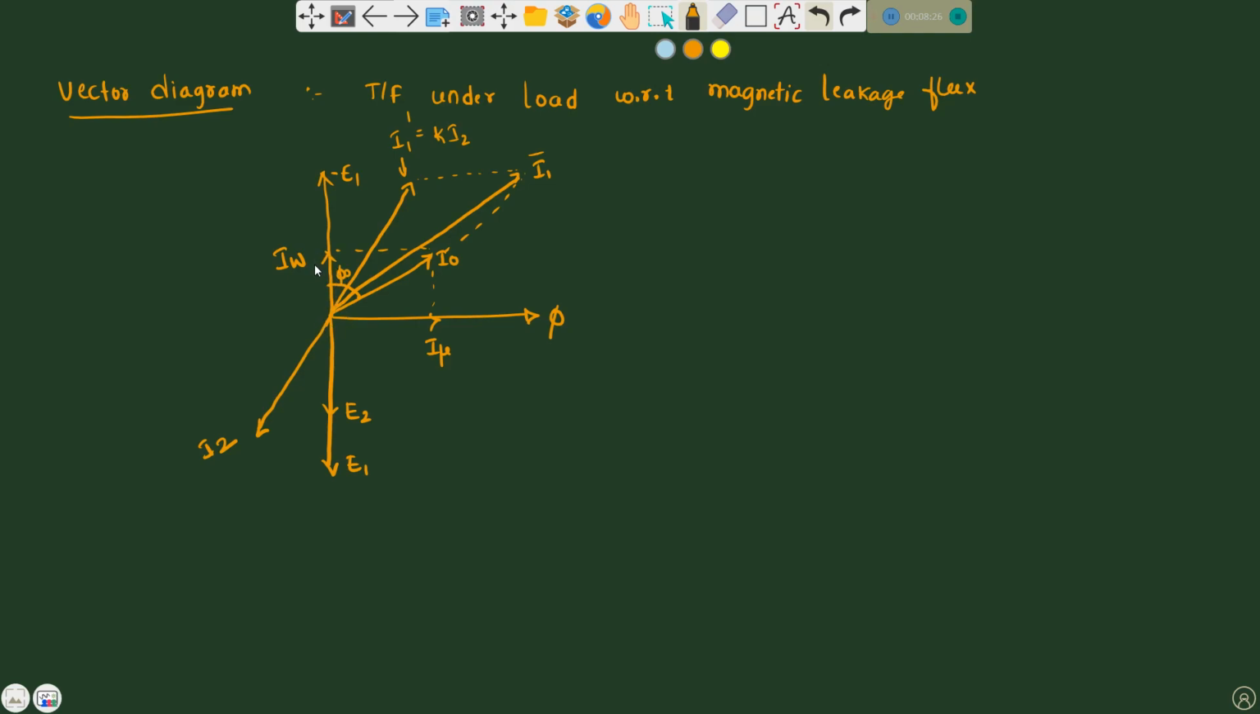So again, what we are doing here: EX1, that is the leakage flux in the primary winding, will lag 90 degrees behind the respective current I1. On the secondary side, EX2 lags exactly 90 degrees with respect to I2, exactly 90 degrees.